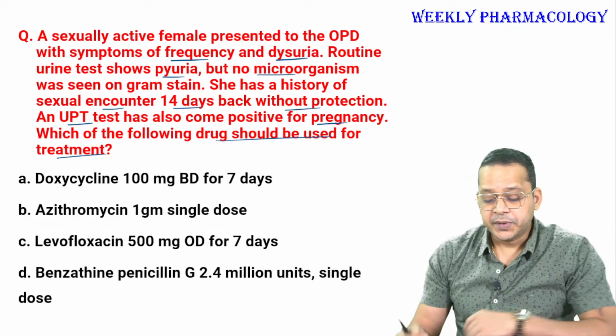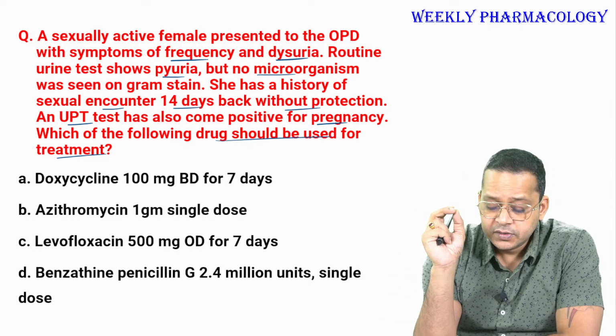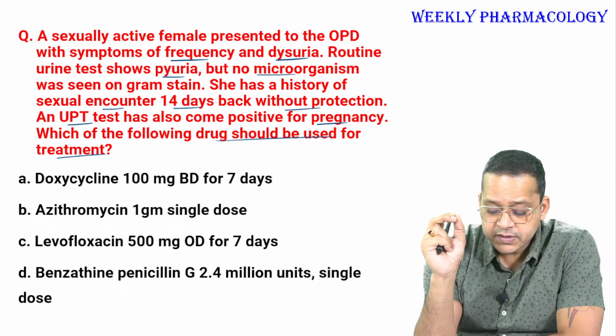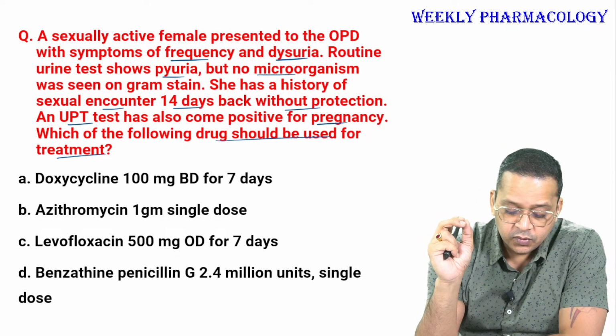Doxycycline 100 milligrams BD for 7 days. Azithromycin 1 gram single dose. Levofloxacin 500 milligrams OD for 7 days. Benzathine penicillin G 2.5 million units single dose. What am I going to use here?